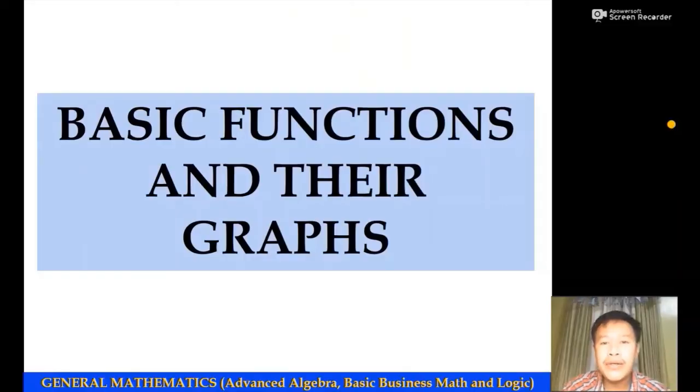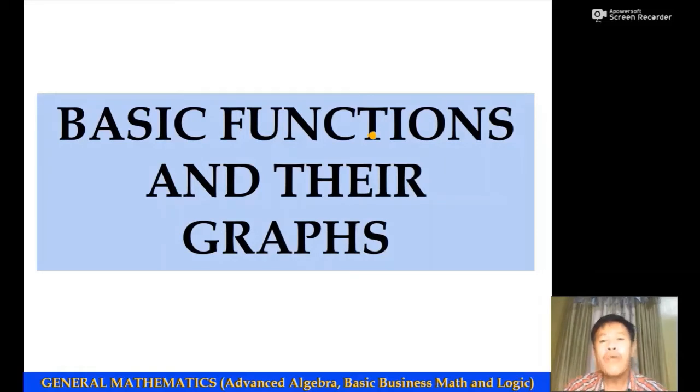We are going to discuss functions and their graphs. How important these functions are in representing real life situations, and how these basic functions help us make our daily life activities easier and meaningful every day. This online video presentation is talking about basic functions and their graphs. They are considered to be basic functions because they are very useful in solving problems, particularly the problems that we encounter in our daily life activities.